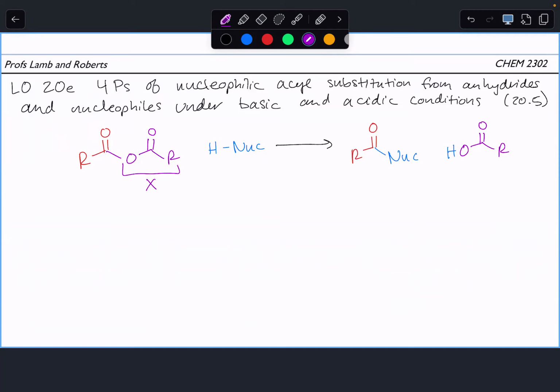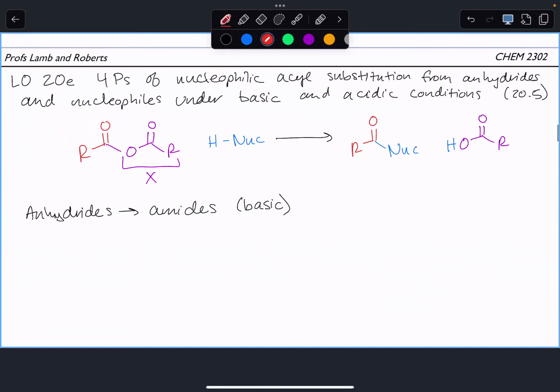Okay, so anhydrides. We can't go to acid chlorides, because that would be going up the chart. So we can go to esters or amides. So we're going to start with amides because it's a little bit more straightforward. So anhydrides to amides. And it's a little bit more straightforward because it's always under basic conditions. Remember, amines are bases, so they kind of have to be under basic conditions. So let's start with an anhydride, like so.